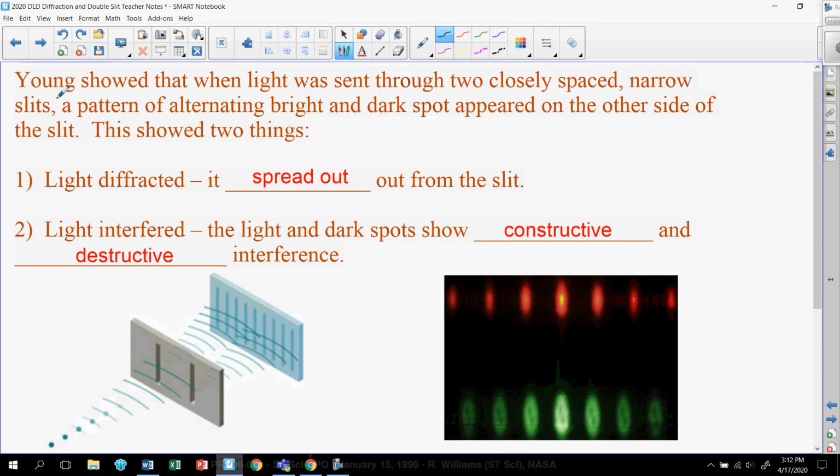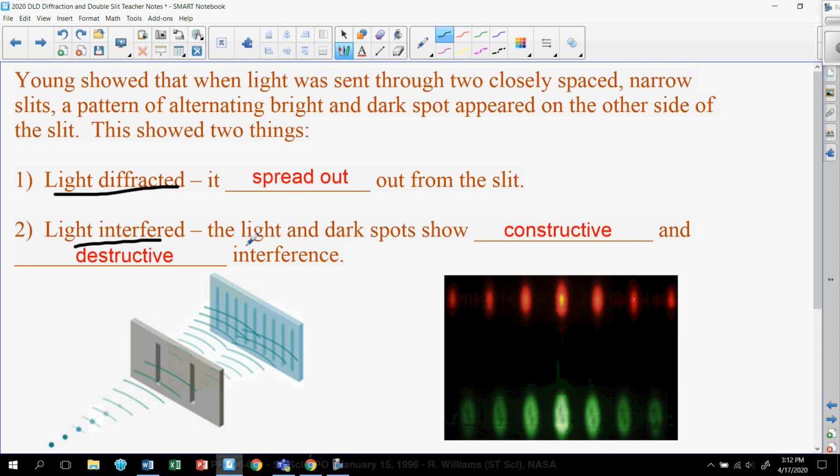All right, so Young showed that when light was sent through two closely spaced narrow slits, patterns of alternating bright spots and dark spots appeared on either side of the slit. And they looked just like this picture here. This top one is using red light. We see the center part, a bright area with red, and then on either side of it, a very dark area that has no light, and then some not quite as bright spots, then dark, then bright, then dark, then bright, etc. And so this showed two things. It showed that light diffracted, meaning it spread out from the slit, and that light interfered.